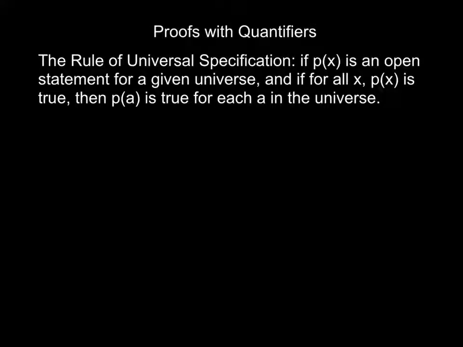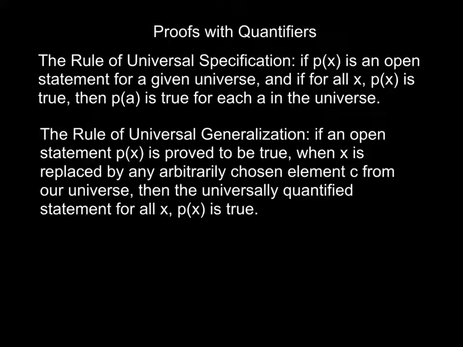The first rule we'll need is the rule of universal specification. If P of x is an open statement for a given universe, and if for all x P of x is true, then P of A is true for each A in the universe. The idea is that if it's true for all x, universally true, then it's true for any specific A, hence specification.